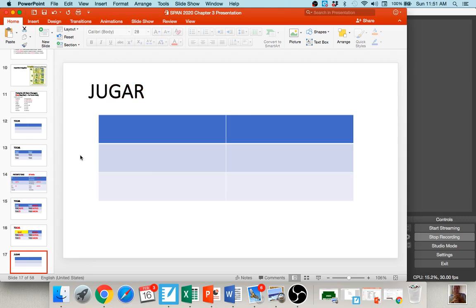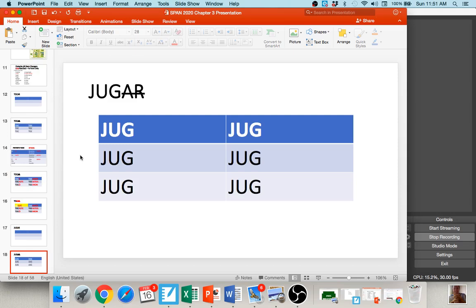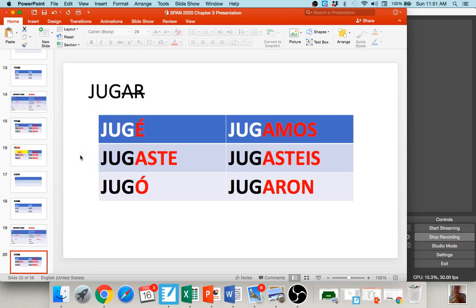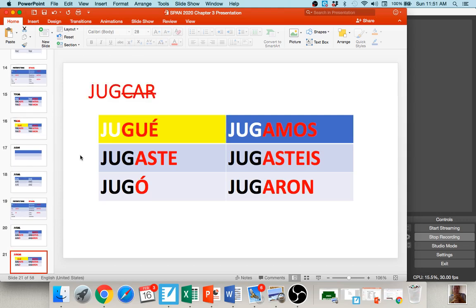Okay, let's say we have a verb like jugar, which is also to play, but this time to play a sport. To conjugate jugar, we're of course going to chop off the AR. We're left with the jug part. I throw on my preterite endings of aste, ó, amos, asteis, aron, and I get something like this. As I'm sure you can guess, all of these are correct except for the yo form. Instead of jugé, we get jugué. So again, car verbs change to, hopefully you're saying, qué. Gar verbs change to gué.